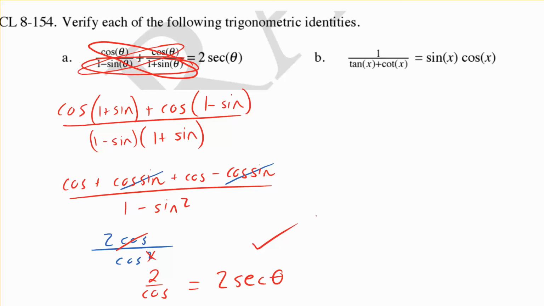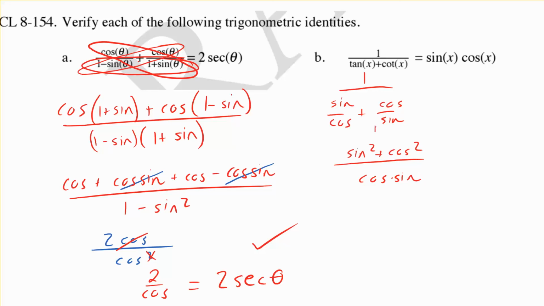Let's try the next one. Again, I'll start on the left side. I think that fraction addition looks a little tougher than the right side. So I'm going to write everything in terms of sine and cosine. Sine over cosine plus cosine over sine. Do my bow tie work. Sine squared plus cosine squared over cosine sine.